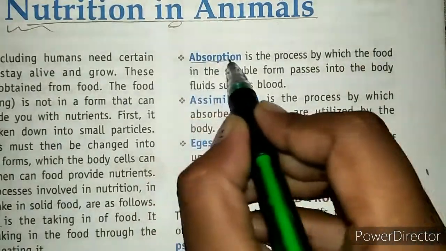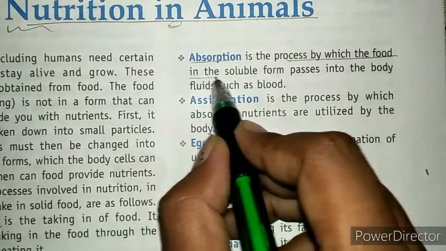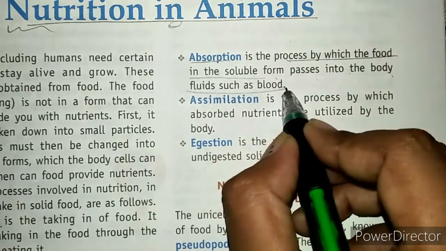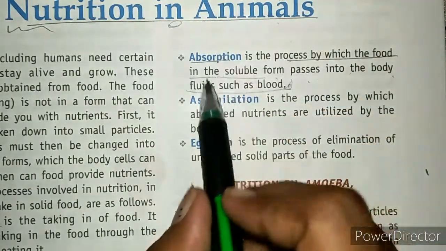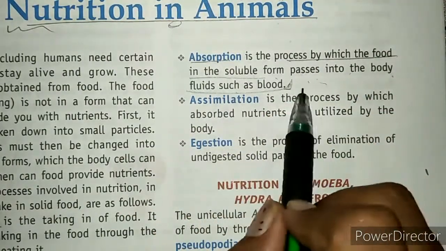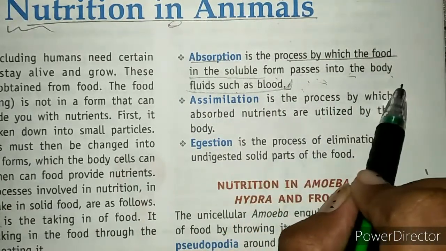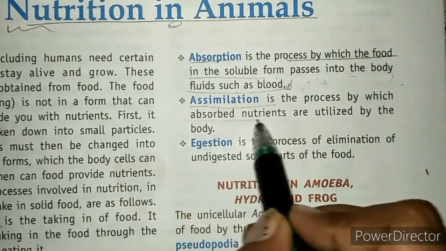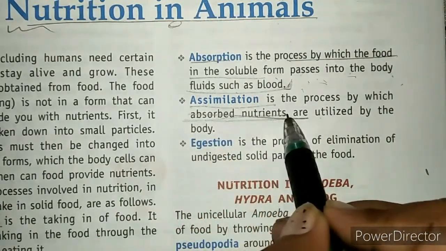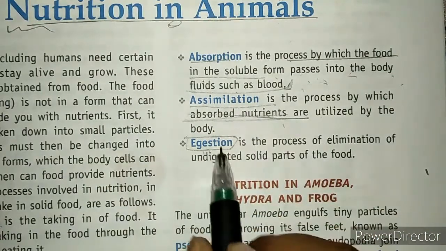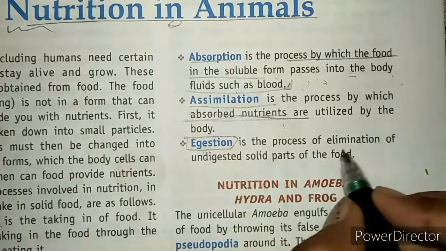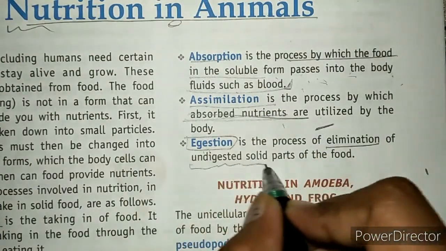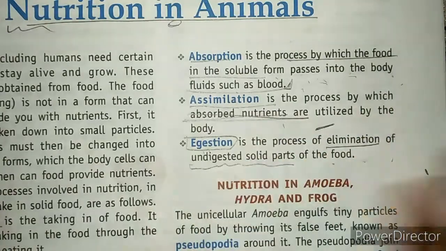And then absorption, that means it's a process by which food in the soluble form passes into the body fluid such as blood. So here it mixes with the blood and passes into the body fluids. And next we have assimilation. In this process nutrients are absorbed by the small intestines. Last one we have egestion. Egestion means the elimination, that means removal of the undigested solid parts of the food from the body.